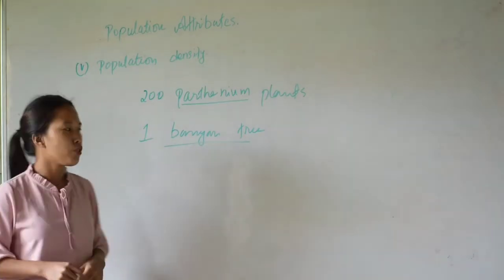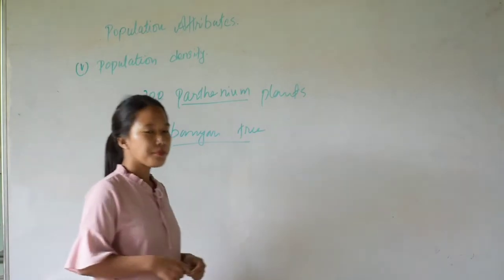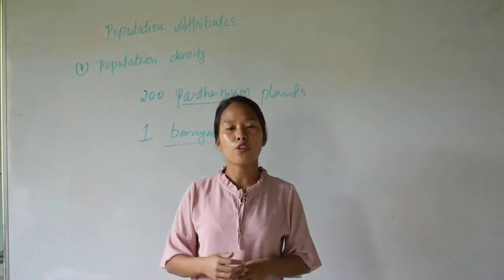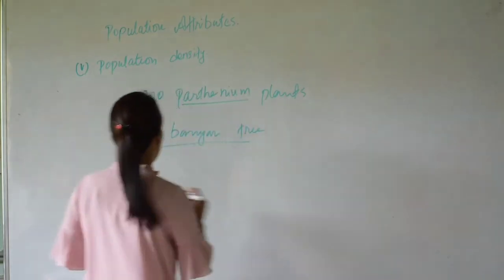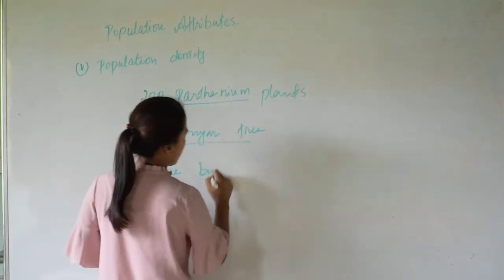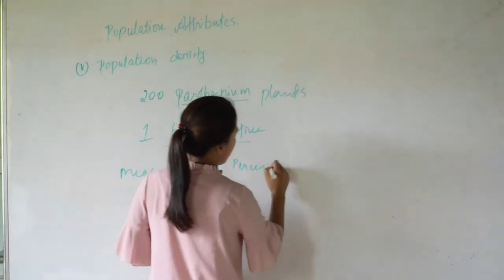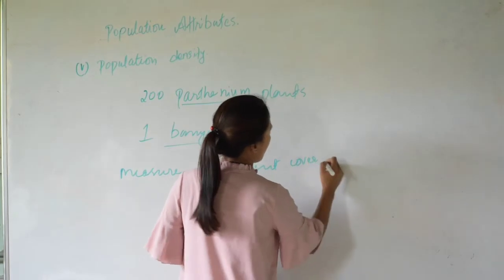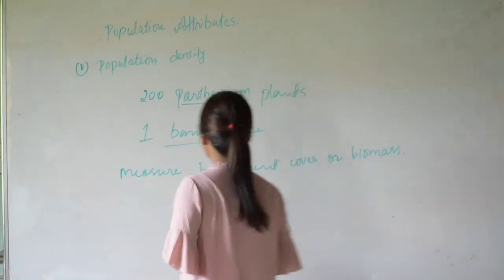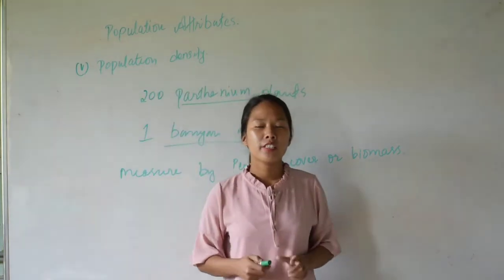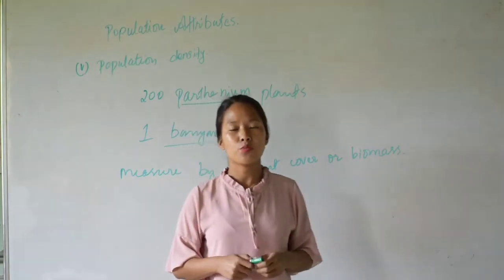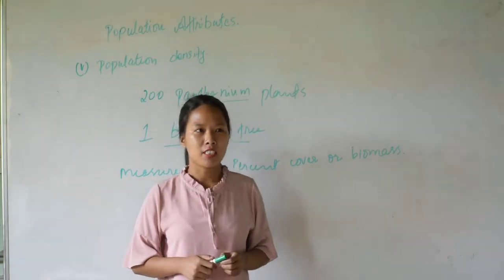banyan tree. So in such cases, we can measure the population density by percent cover or biomass. So there is no need to measure the absolute densities. We can just take the relative densities.